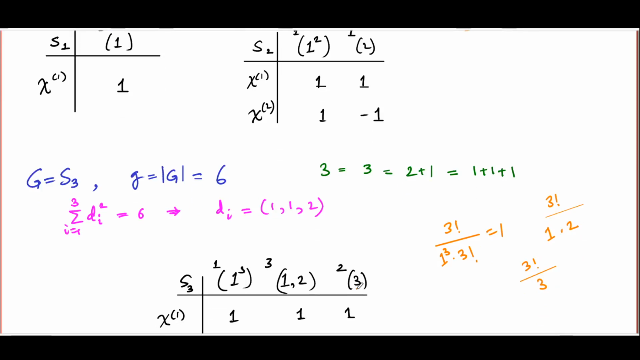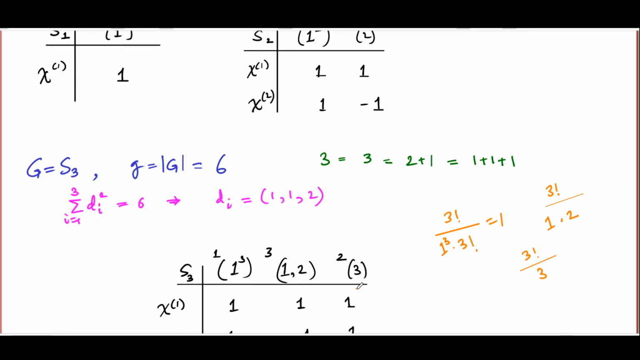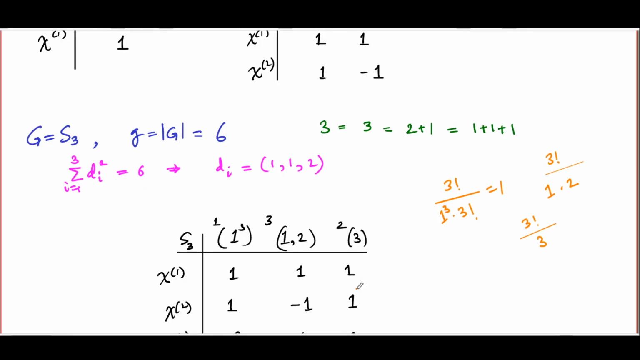The other one-dimensional representation which all Sn have is the alternating representation, where you replace each class which has even permutations with the number 1 and each class which has odd permutations with the number -1. And that immediately gives us chi2 equals 1, -1, 1.